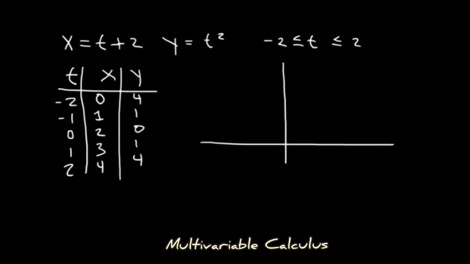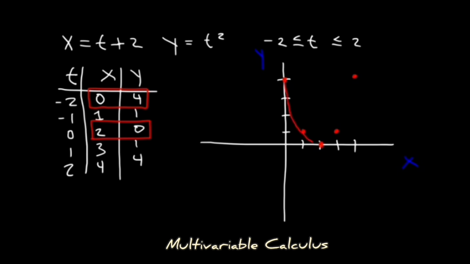So let's plot the points. The first point is at 0, 4. X is 0 and y is 4. The next one is at 1, 1. We just got to plot the x and y values. Don't worry about t for now. And then we have the point 2, 0. And then 3, 1. And finally 4, 4.